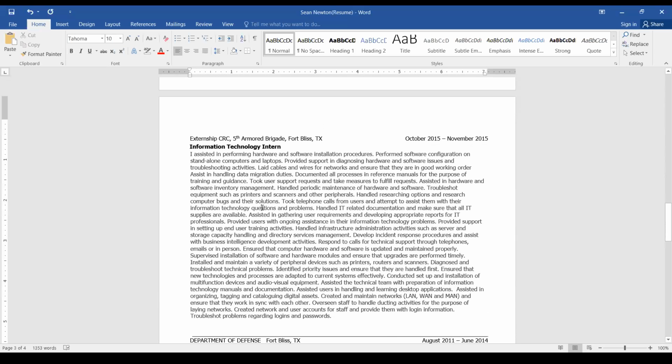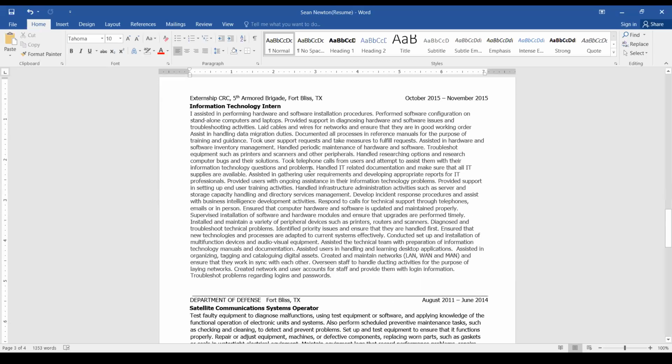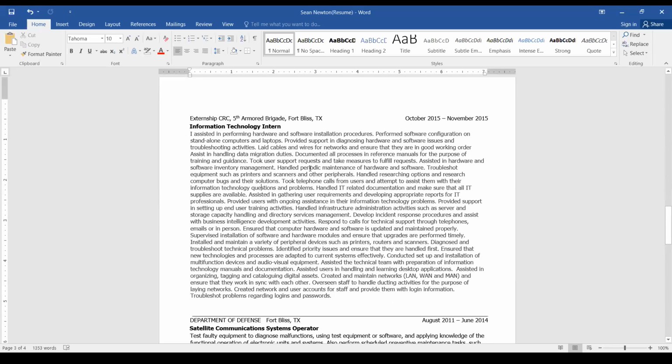So now we come down here to another one, and again, we've switched fonts and sizes. We're back to Tahoma 10. You're here with, obviously, this is part of your military experience. Okay, so information technology intern at Fort Bliss.